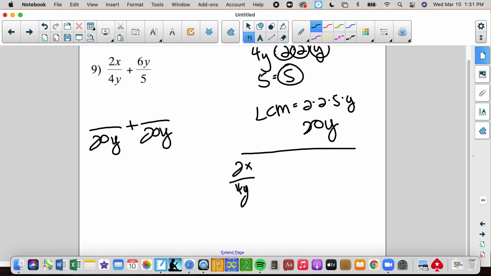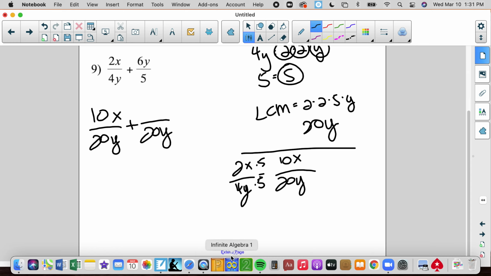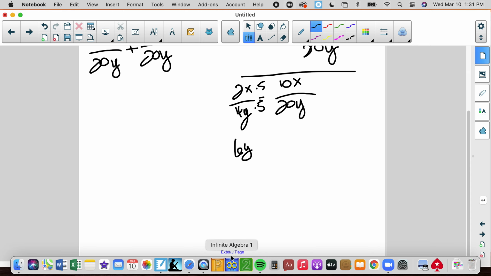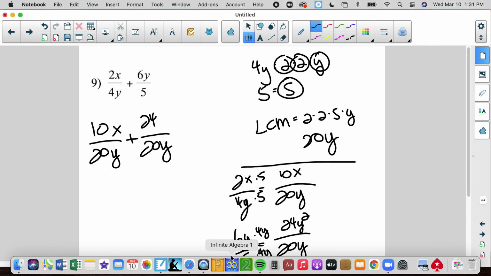2x over 4y equals what over 20y? Well, we multiply that by 5. We get 10x. And 6y over 5 equals what over 20y? We're going to multiply it by 4y. 6 times 4 is 24. y times y is y squared. So that makes 24y squared.